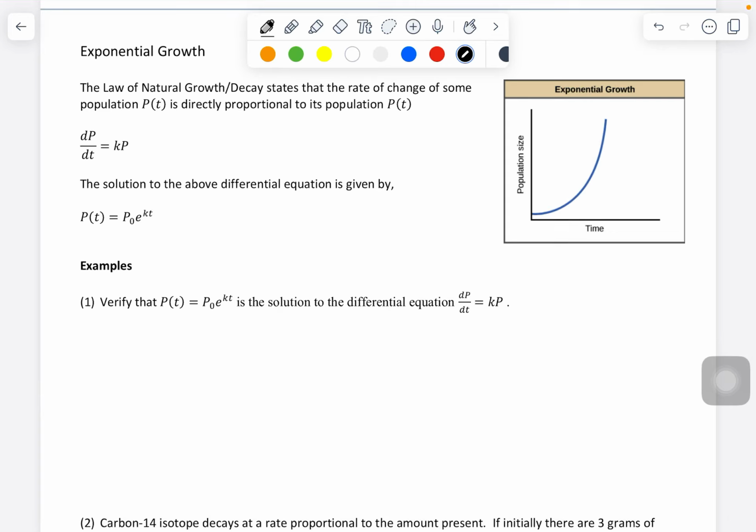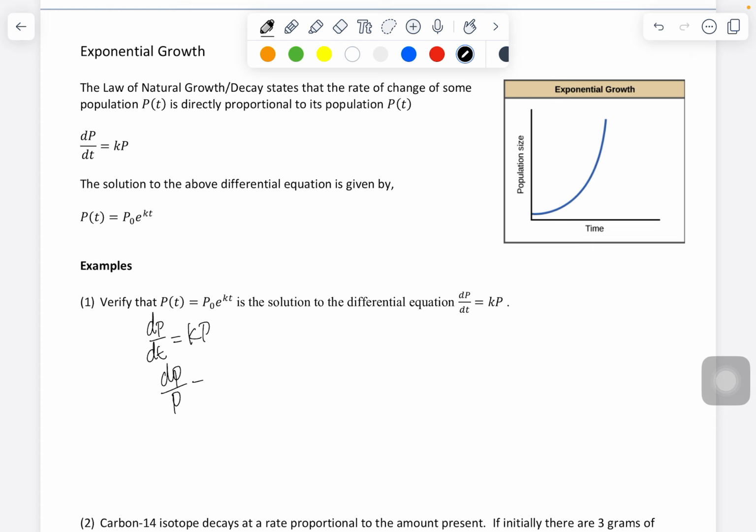Welcome back to another video, and today we're going to be learning about exponential growth. So when we're given a differential equation, dp over dt is kp, we can use the law of exponential growth to solve this equation, which is p of any value t is equal to the initial value times e to the kt.